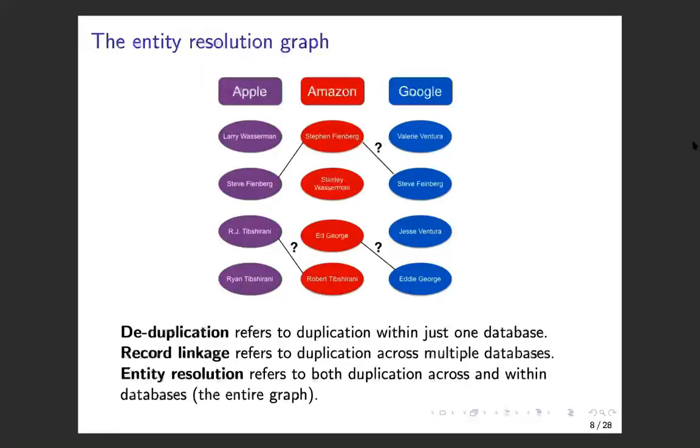So this is what I referred to before as the entity resolution graph. So again, remember, de-duplication refers to duplication within just one database. Record linkage refers to duplication across multiple databases. And entity resolution refers to duplication across databases and within databases, meaning the whole graph. So when I talk about typically my work, I'll be referring to entity resolution. But if you look at the literature in general, it may be referring to de-duplication, record linkage, or entity resolution. And so you have to be a bit careful in understanding what someone might be referring to.